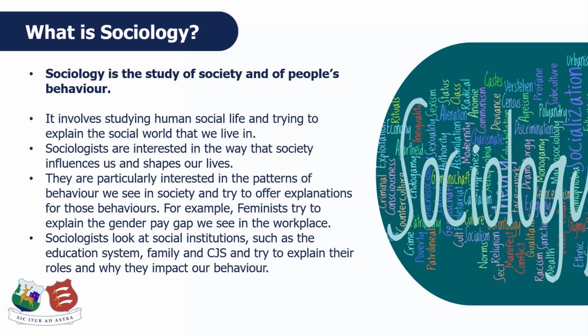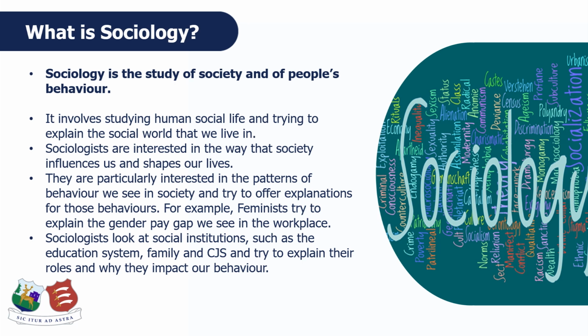So the definition of sociology is really that it's the study of society and of human behaviour. It involves looking at social life, trying to explain the world that we find ourselves in today. What we're really interested in is the way that society as a whole influences us and shapes our lives. We're particularly interested in the patterns of behaviour we see in society, and this is perhaps a reason why we differ from psychology. We're interested in the patterns of group behaviour and we try to offer explanations for those patterns.